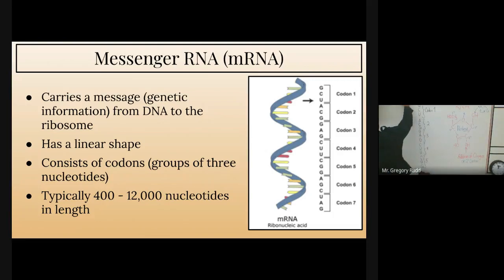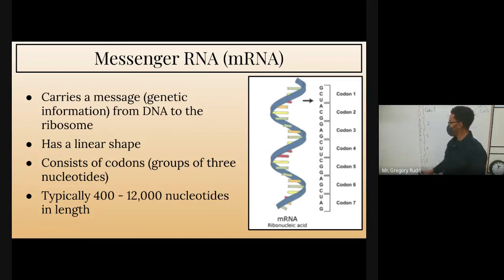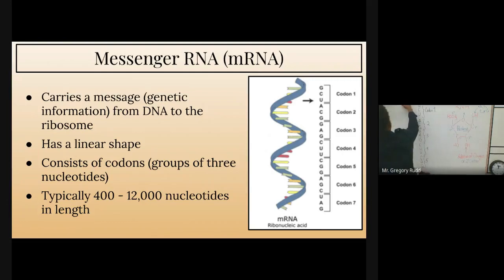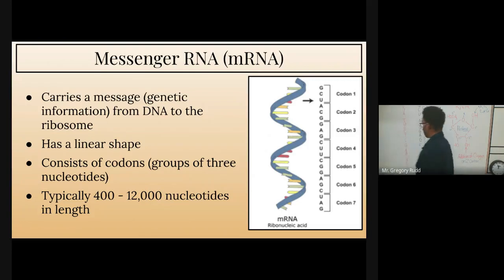Now, how did we get these mRNA? Can you tell me the DNA that would have given us this mRNA? C, C, A, G, good, C, C, G, A, G, G. Good.